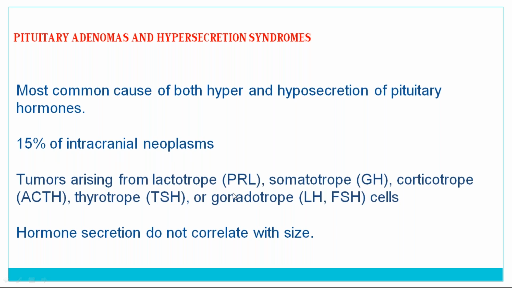So we have already said 5 types of cells are there in the pituitary. The tumor can arise from lactotropes, somatotropes, corticotropes, thyrotropes or gonadotropes. Hormone secretion does not correlate with the size of the tumor. A 2 mm tumor can produce a large amount of hormone, whereas a 2 centimeter tumor may not produce any hormone. It can be non-functional also. Non-secreting pituitary adenomas may be there.